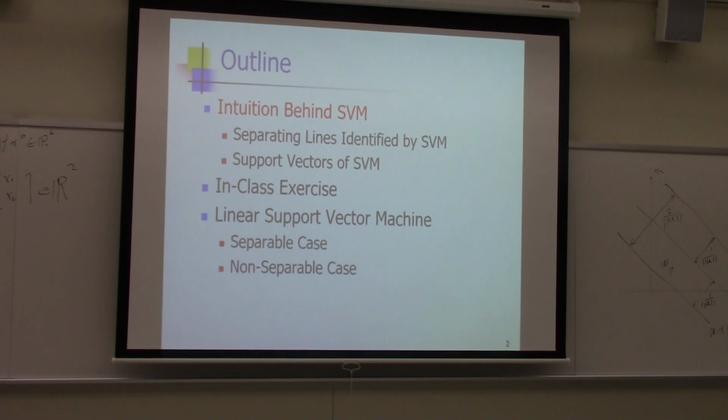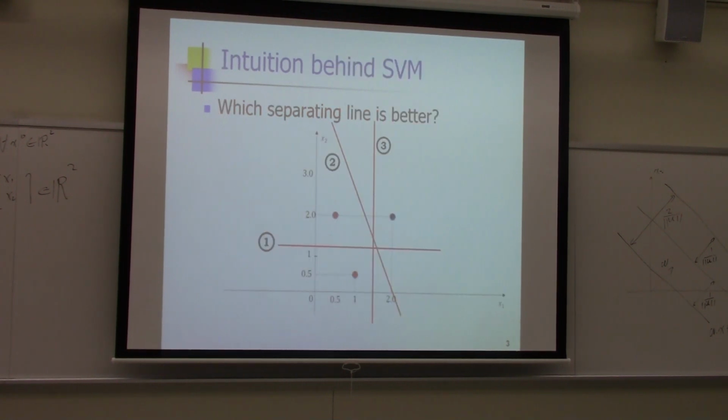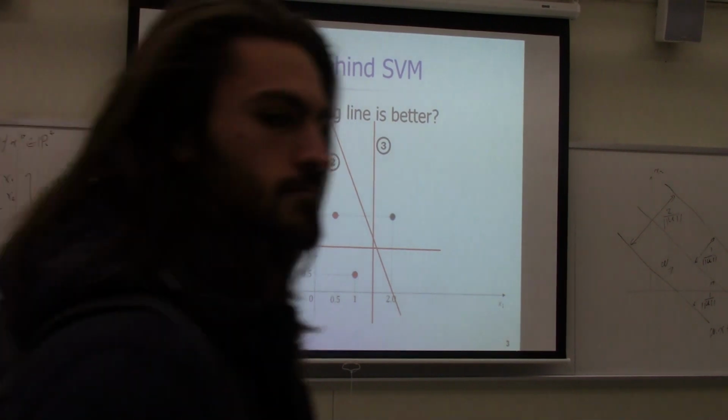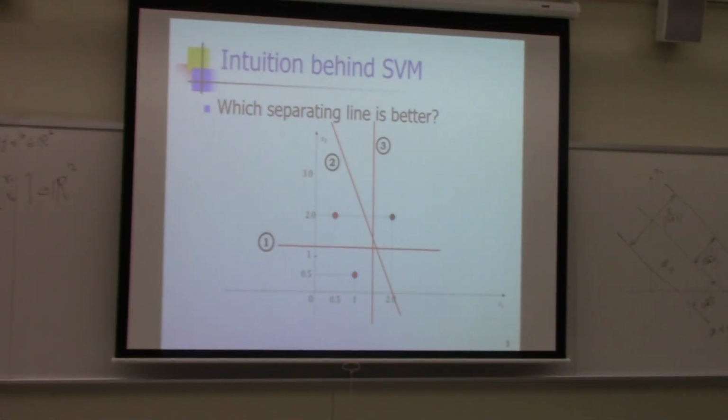Intuition. So this is another example. Suppose we have two classes, red class and black class. So we have two points for red class, one point for black class. And we want to find a line that can separate these two classes. And in this simple case, we have many lines that we can separate, right?